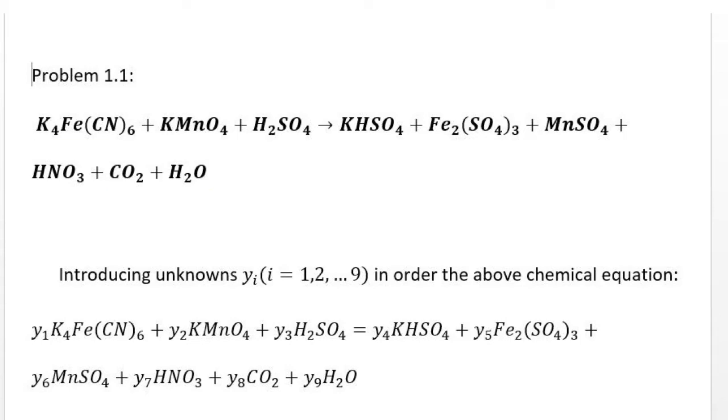Introducing the 9 unknowns. The first compound of the reactant will serve as the first column and the first coefficient, with notation y sub 1, which is potassium ferrocyanide, followed by y sub 2, which is the potassium permanganate. Then y sub 3 is the sulfuric acid, and for the product side, y sub 4 is potassium bisulfate, and so on.